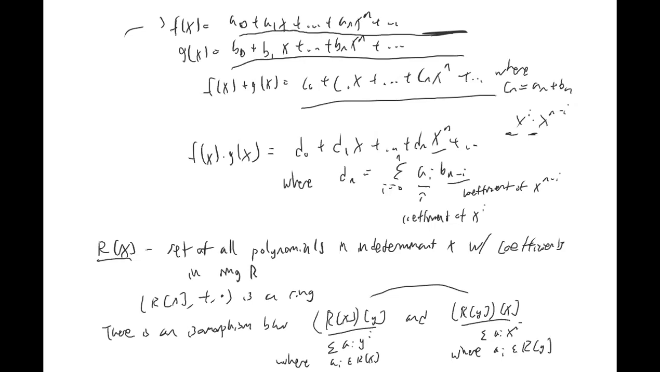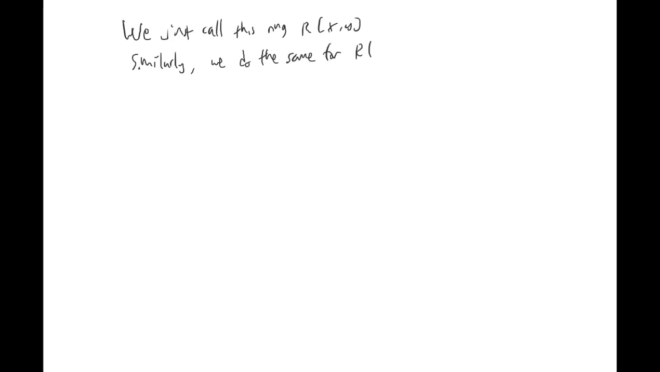So from here, since they're isomorphic, it doesn't really matter which one we use. So we just call this ring R[x,y] for simplicity. And similarly, you can do that for, the proof would just be by induction, R[x1, ..., xn].